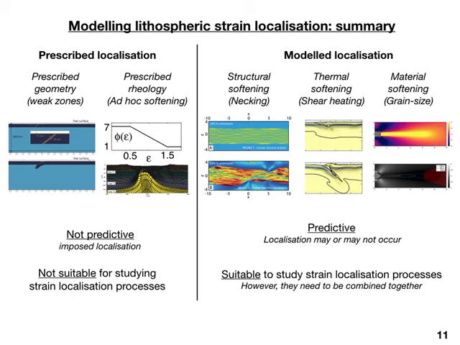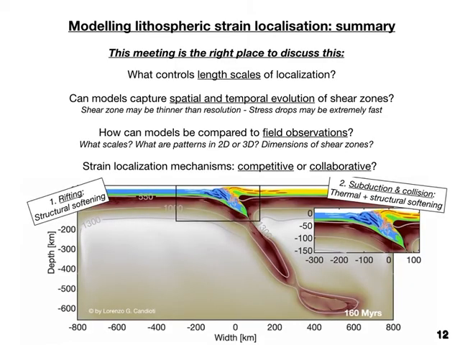They're not suitable to study strain localization processes in itself, but they can be useful to study tectonic processes on their own. The models on the right are predictive for strain localization. Localization may or may not occur with these models. They are suitable to study strain localization. However, these mechanisms are usually considered independently, and it will be important in the future to consider them together within the same models to see how they interact. Here are some points for discussion later, and I think this meeting is exactly the right place to discuss these points.